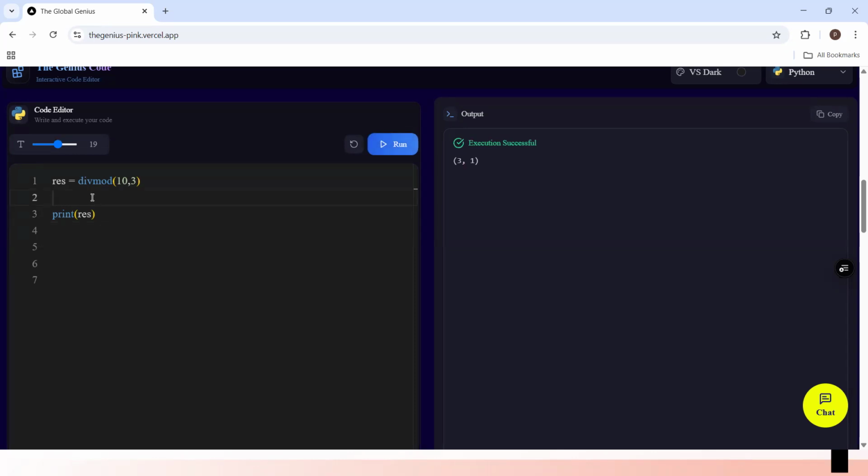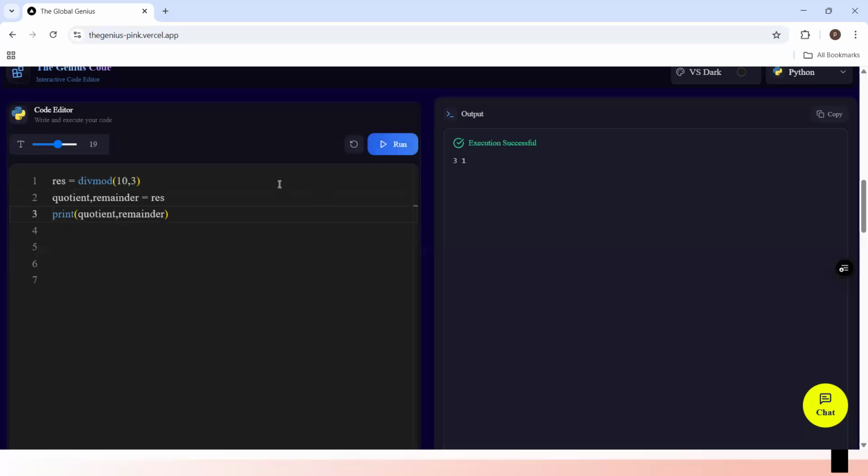So there's something we call unpacking. I can just say quotient, remainder is equal to the result. And if I print quotient and print remainder, let's see what we get. We are going to get 3 and 1.